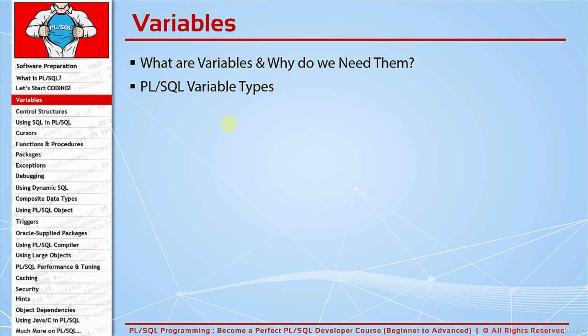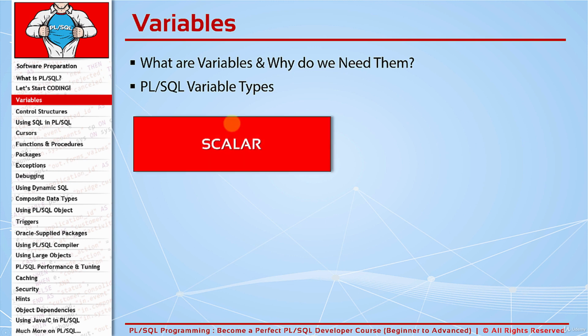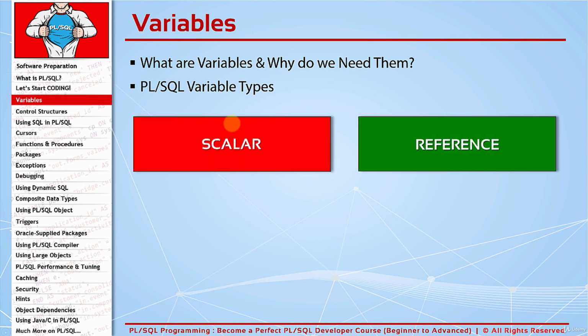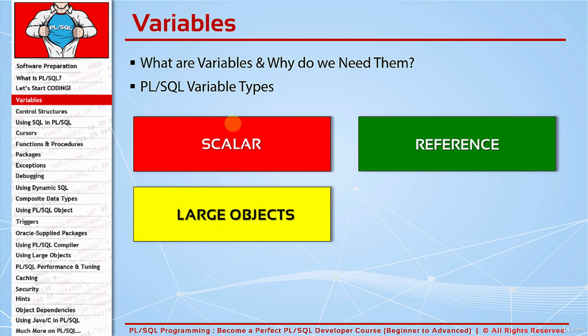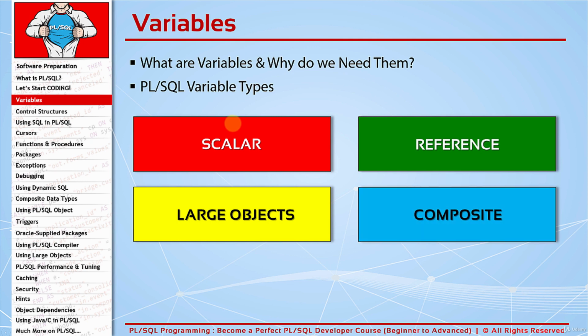PLSQL variable types. Every variable must have a data type. You need to choose which data type you will use, and sometimes you will choose the length. For simplicity, Oracle has categorized them into four main groups: scalar data types, reference data types, large objects, and composite data types. Scalar data types hold a single value with one type. It is the basic simple type. They can also be called simple data types.